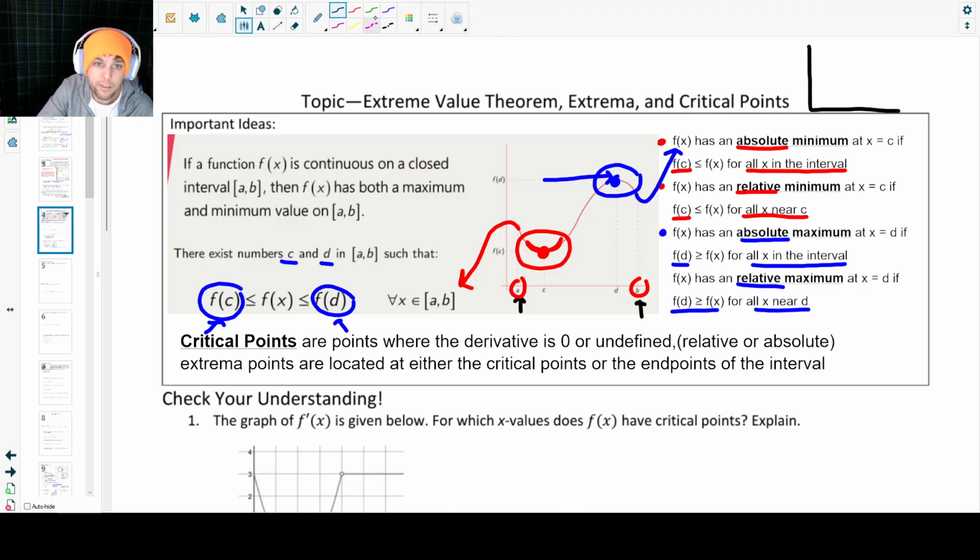Or if we just had a different looking graph and it was doing some weird stuff, a lot of little curves and things, any of these points could be a relative or an absolute.